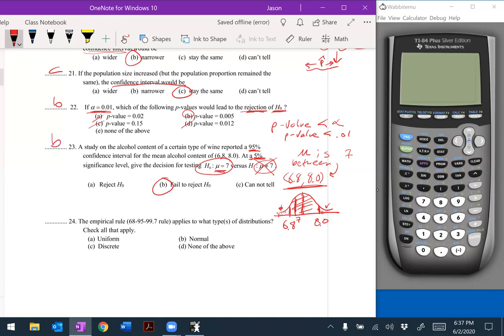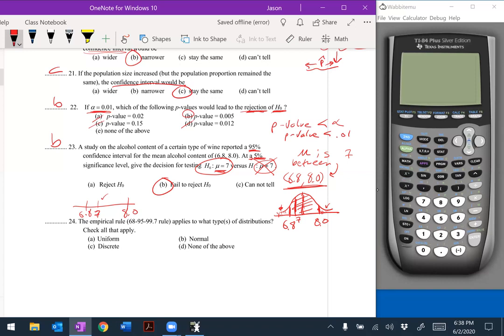So hopefully that made sense. If you were to look on a number line, 6.8 and 8.0, and 7, which is what we're asking about. What we're asking is, is the claim bogus or not? Is the claim that the average is equal to 7 something that could be true? And I'm saying yes, it can be true, because it falls within my confidence interval. So we would not reject the claim.